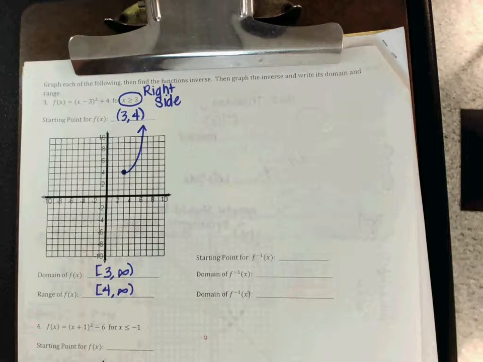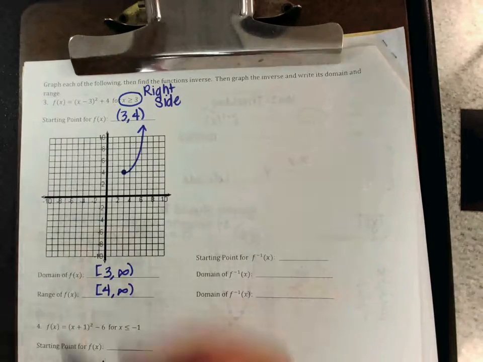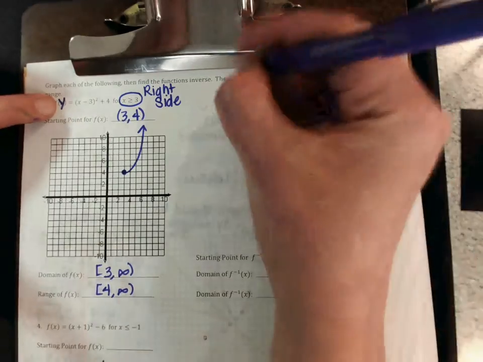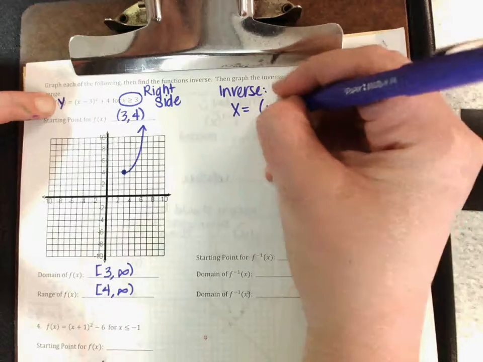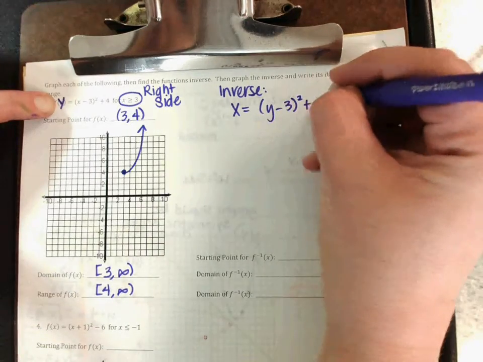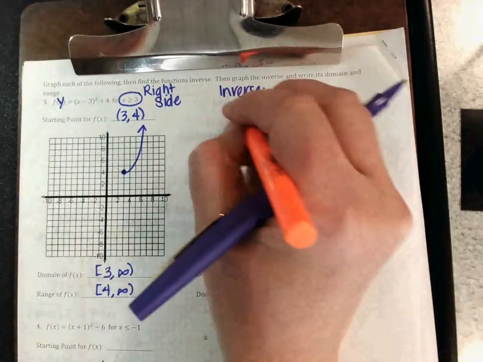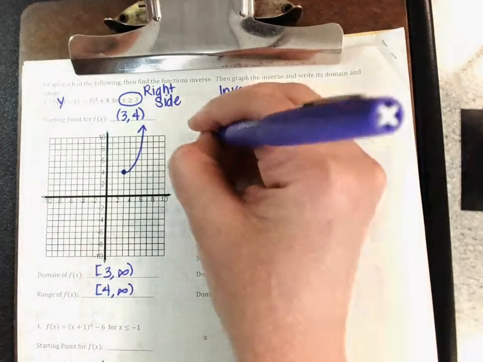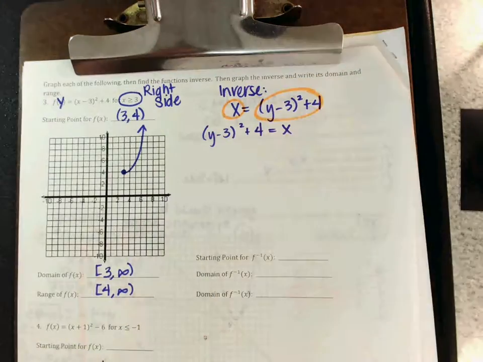Now we're going to find the inverse. Then we're going to graph the inverse. So remember, to find the inverse, you're going to switch the letters. Remember that f of x counts as a y. So I'm going to change my y equals to be an x equals y minus 3 squared plus 4. And then after I switch the letters, what else do I have to switch? I have to switch the sides, right? Because I want to keep my y stuff all on the left side. So it'll be y minus 3 squared plus 4 equals x.